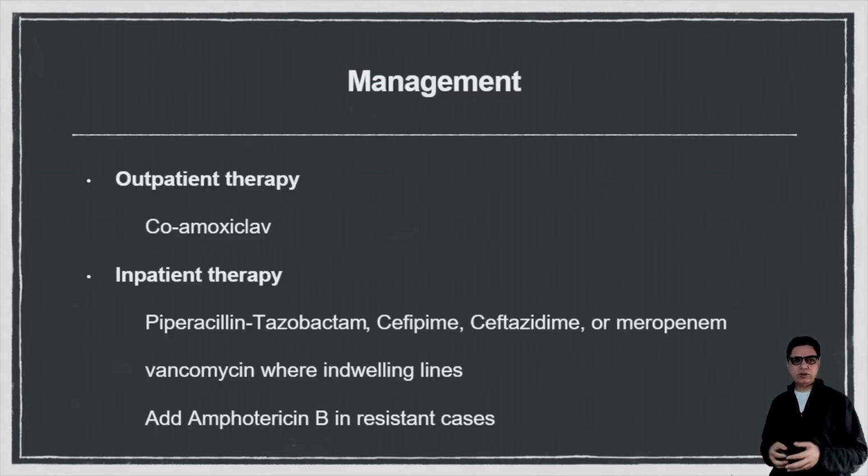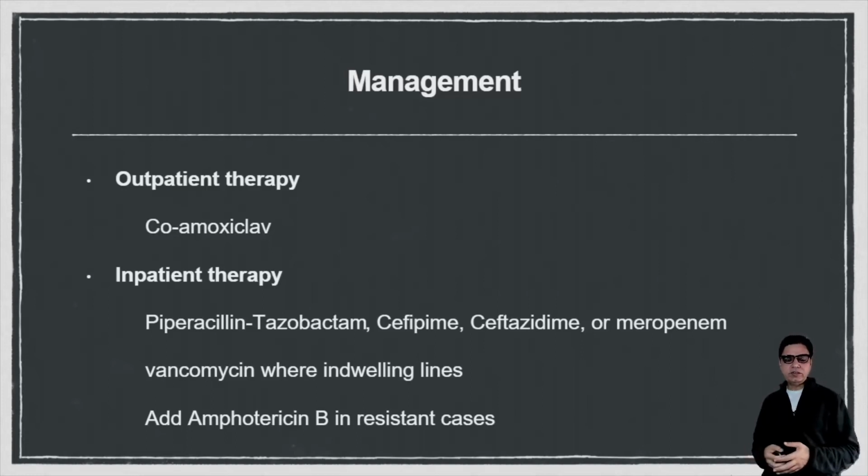Now coming to the treatment. If the patient is otherwise well and can be followed up every day, let's say he can come to the hospital, or the community team can visit the child in the community, you can start them on oral antibiotics. One of the best broad spectrum antibiotics for outpatient management is co-amoxiclav. Co-amoxiclav can be started at a dose of about 30 milligrams per kilogram body weight.